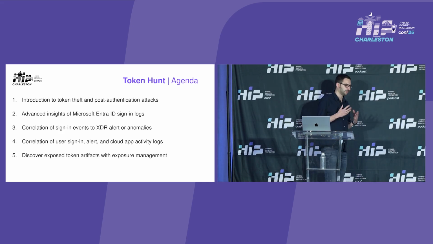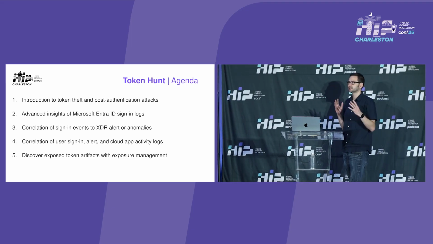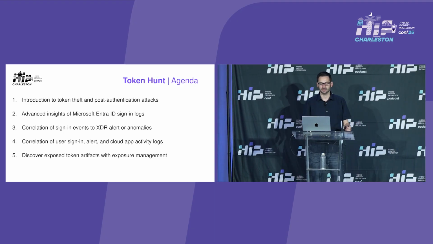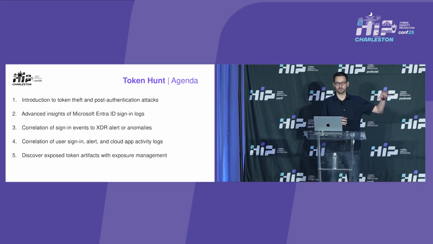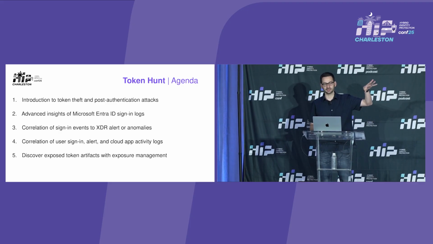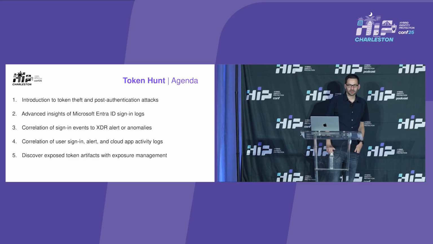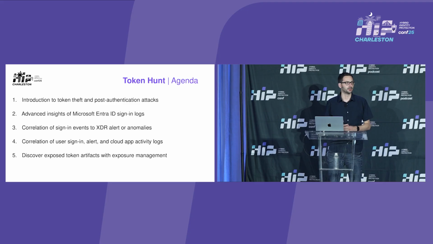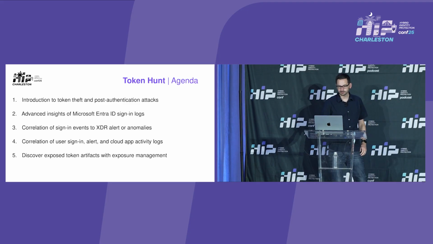And later on, we have the pleasure to see a little bit what we can do with all the beautiful logs in correlation. That starts with correlation between an XDR alert and anomalies by using the UBA. And also, at the end of the story, a correlation between a sign-in, an Identity Protection alert, and any activity that was made from this sign-in. Last but not least, we have a quick look at token artifacts to find them on vulnerable endpoints by using Microsoft's latest feature called Exposure Management.